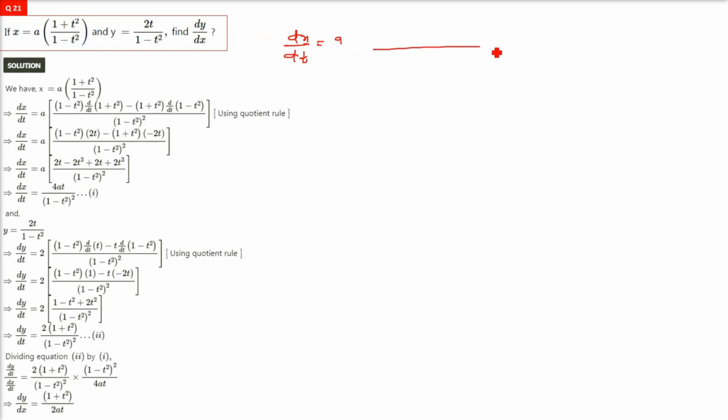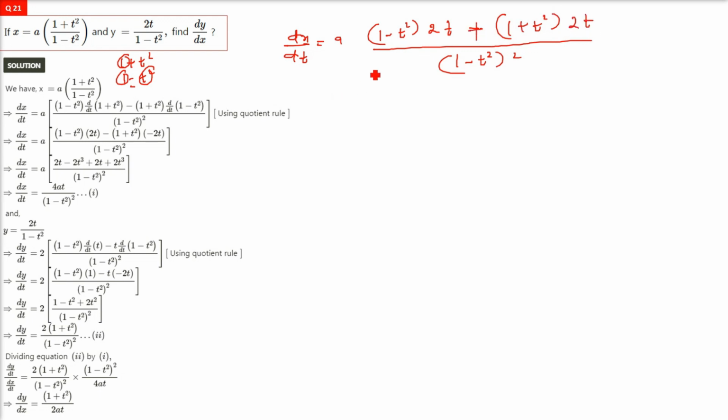In the denominator we have (1 minus t square) whole square. Then we have 1 minus t square here. Differentiation of 1 plus t square is what? It is 2t. Minus, so first we have 1 minus t square outside. Then we will take 1 plus t square outside and we will differentiate 1 minus t square this time. So it will be 0 minus twice t. Minus minus becomes plus. So we have this 2t.